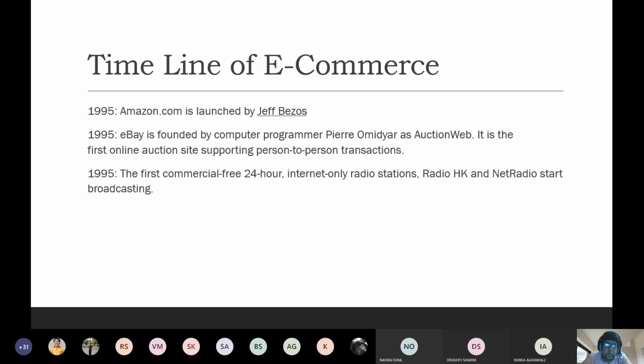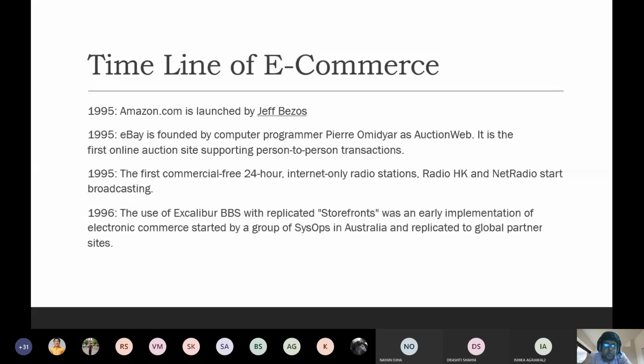Okay, so continuing with the timeline of e-commerce, in 1996, the use of Excalibur BBS, which replicated storefronts, was an early implementation of electronic commerce started by a group of sysops in Australia and replicated the global partner site. So basically, these are some of the softwares which were meant for creating the storefront that you see on a website or on a shopping cart website. So these were some of the softwares that were being used.